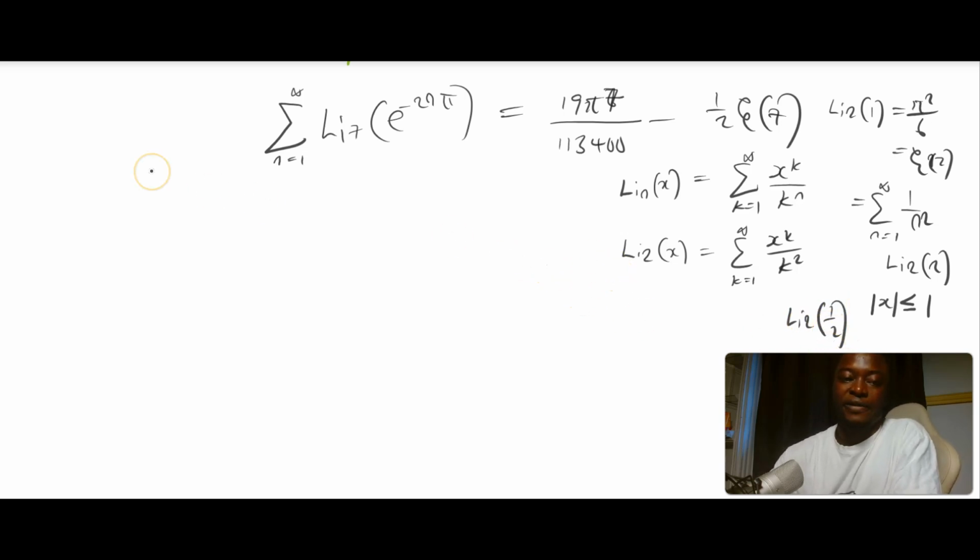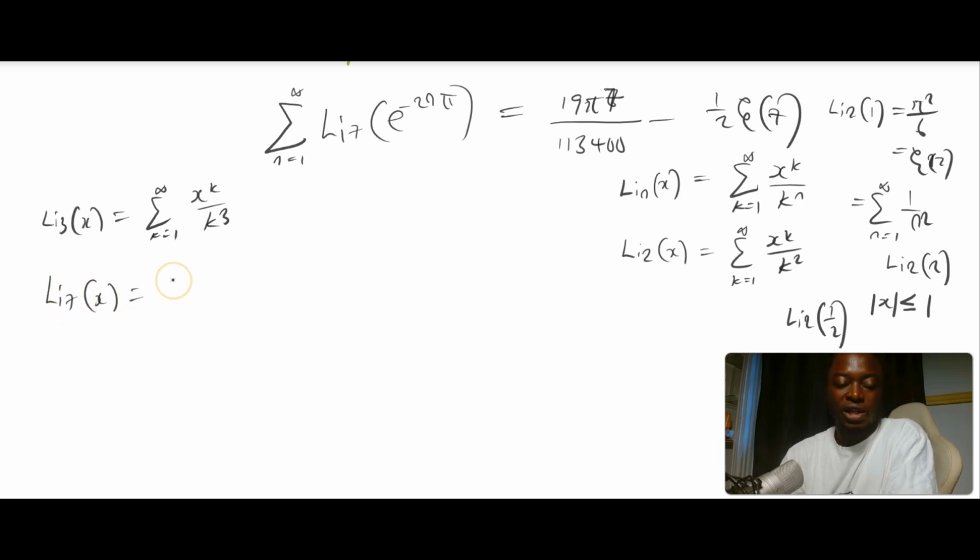Likewise, we define the trilogarithm in a similar fashion. The trilogarithm of x is the sum as k runs from 1 to infinity of x to the k divided by k to the third power. So now the polylogarithm of order 7 is going to be written as follows: the sum as k runs from 1 to infinity of x to the k power over k to the 7th power.